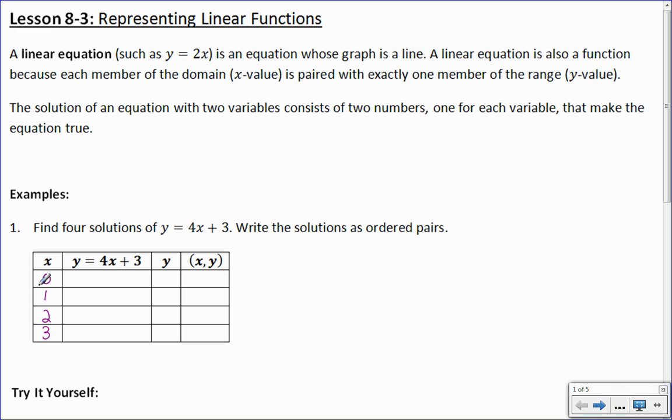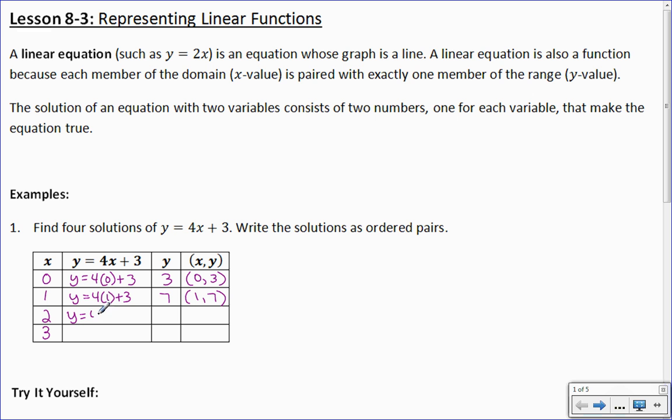What we want are the corresponding numbers for y that make this ordered pair a solution of that equation. So there's space here for you to substitute the values you pick for x. So when x is 0, we have y equals 4 times 0 plus 3. And when we evaluate that, 4 times 0 is 0, plus 3 is 3. So the first ordered pair is 0 for x, 3 for y. So that's 0, 3. When x is 1, we have y equals 4 times 1 plus 3. And 4 times 1 is 4, plus 3 is 7. So this ordered pair is 1, 7.